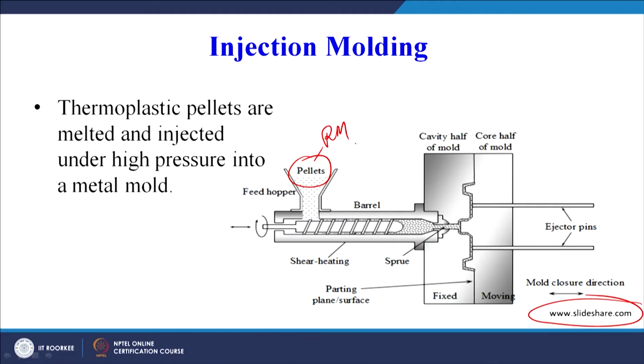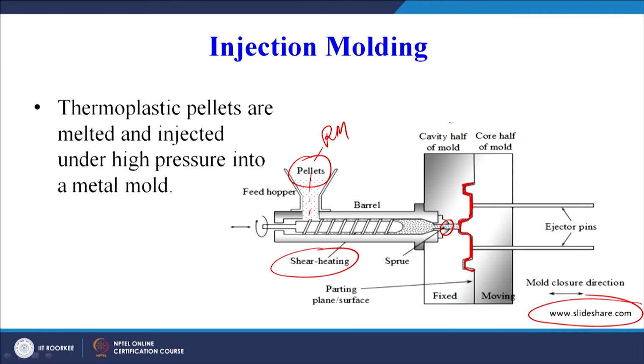This is the raw material, it comes here and then shear heating takes place in this barrel, and finally this is a sprue. This is my final product here. I am highlighting the product that we are trying to make using the injection molding process here. So, this is our final product that I have already highlighted.